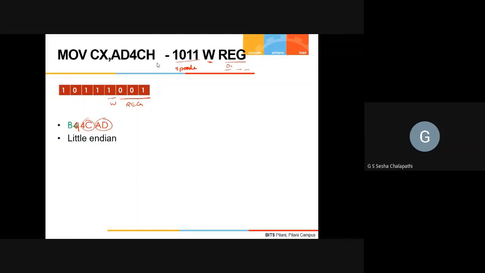The processor will understand only the machine code. If you specify the machine code as B9 AD4CH, it will think that this is the least significant byte and this is the most significant byte. As a result, in CX, it will become 4CADH when it moves it. Getting it? It will interpret it the other way around. Yes, sir. Understood, sir. Thank you. Right. Okay, should we go ahead?